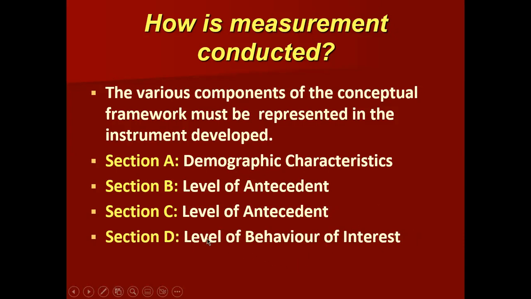So now you have the level of behavior of interest, which is the last aspect. So the last aspect is the behavior, which now creates the disease. So now section E is the disease, and to measure disease, we usually use prevalence of the disease in the community or among those who have been selected.